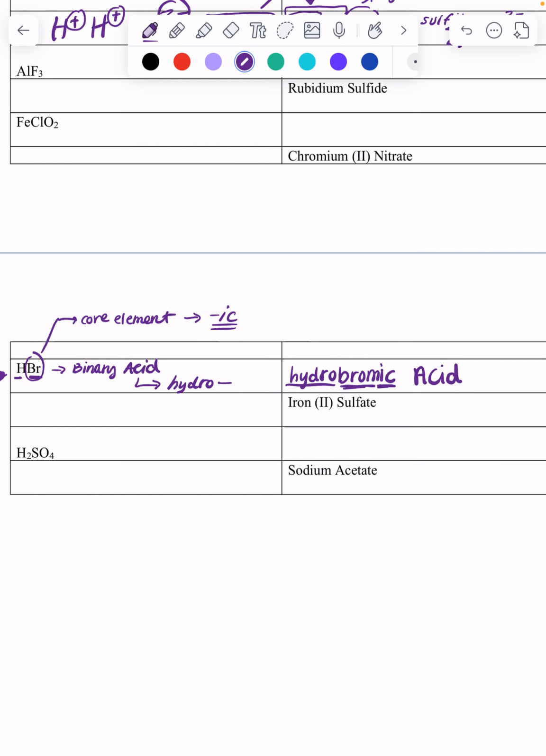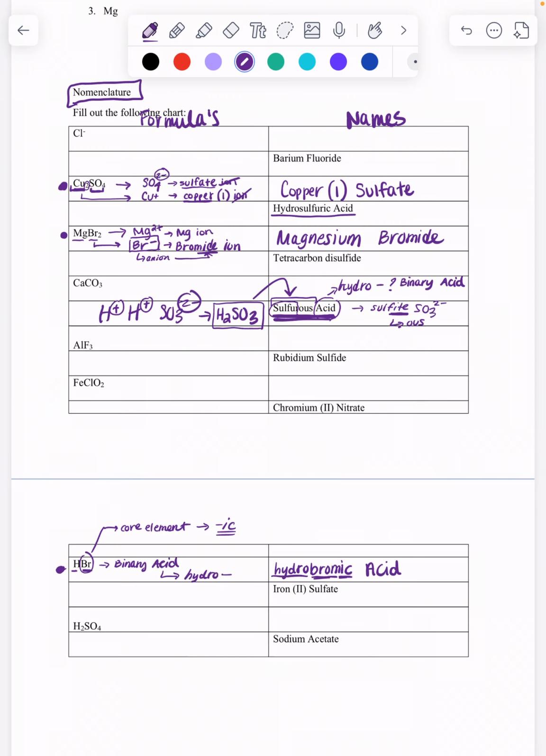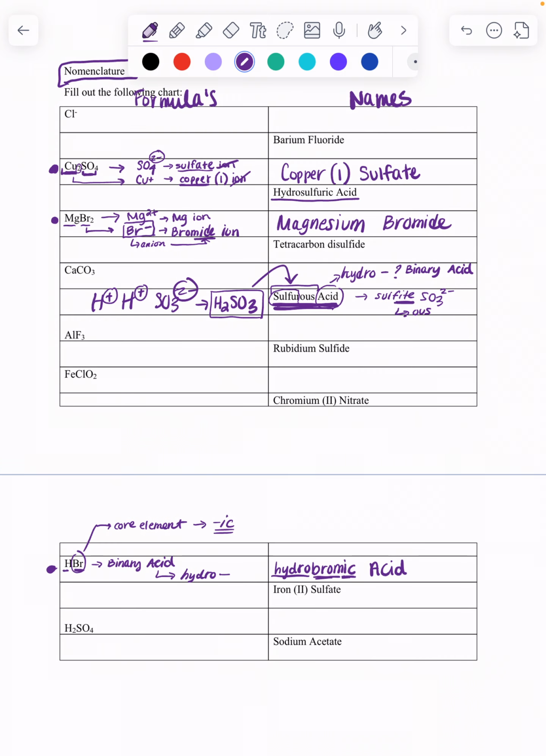So these are just a few examples of nomenclature. It's a lot. There are a lot of different rules, but keep practicing, and this answer key is also online.